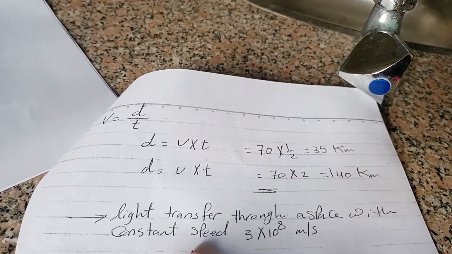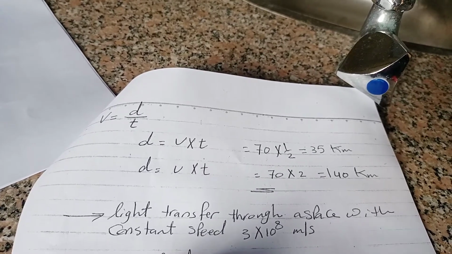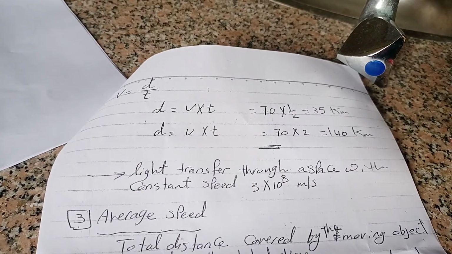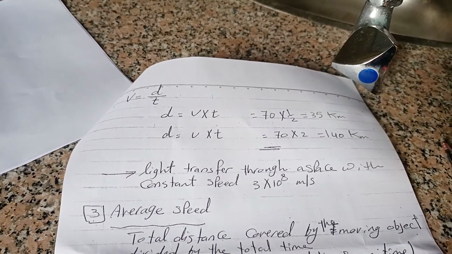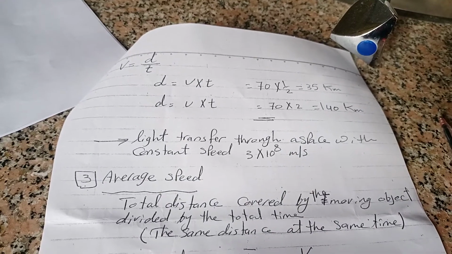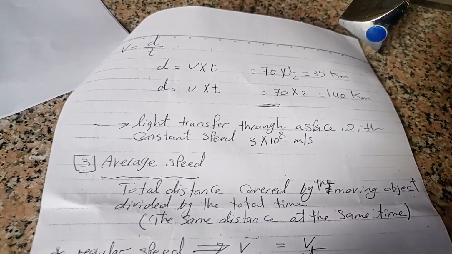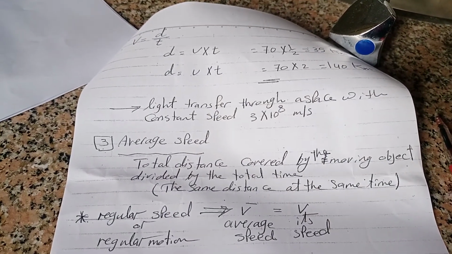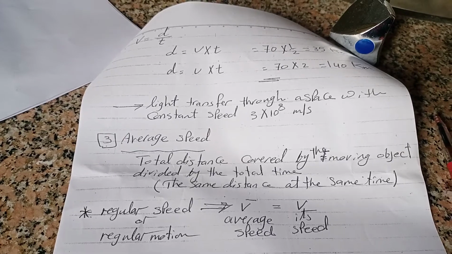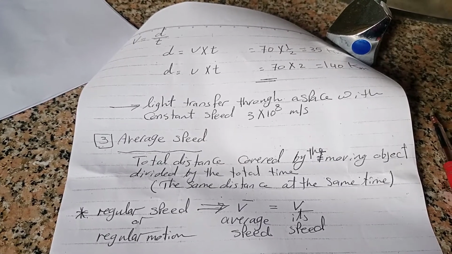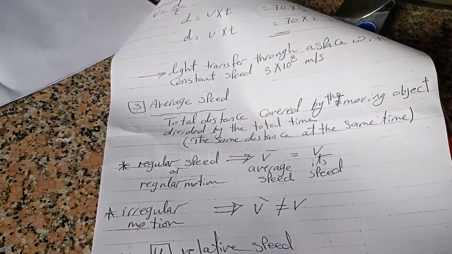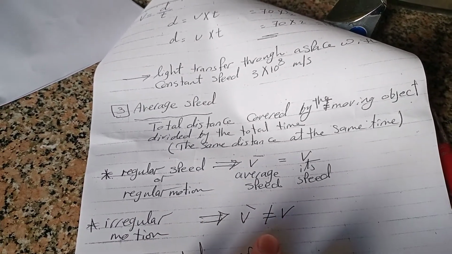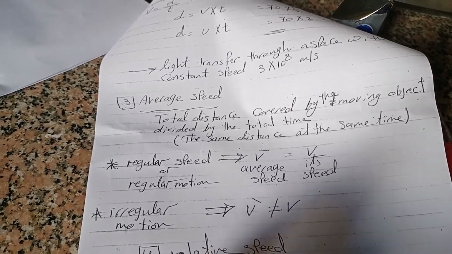Light travels through space with a constant speed equal to 3 times 10 to the power 8 meter per second. Number 3 of the types of speed: average speed. It is the total distance covered by the moving object divided by the total time. Regular motion is when the average speed equals the speed of the object. We say that the body moves with irregular motion when its average speed doesn't equal its speed.